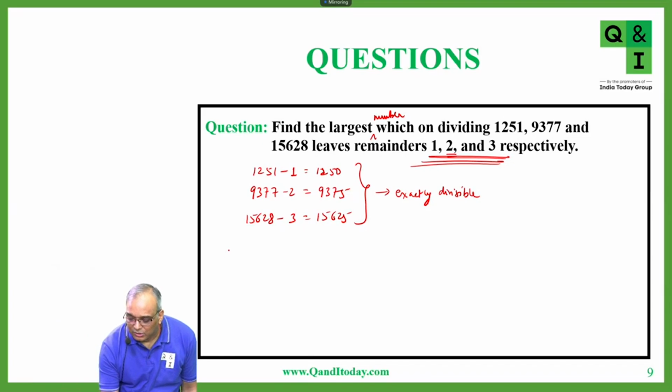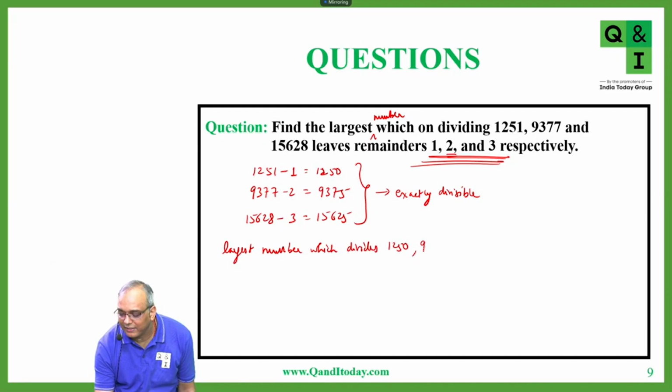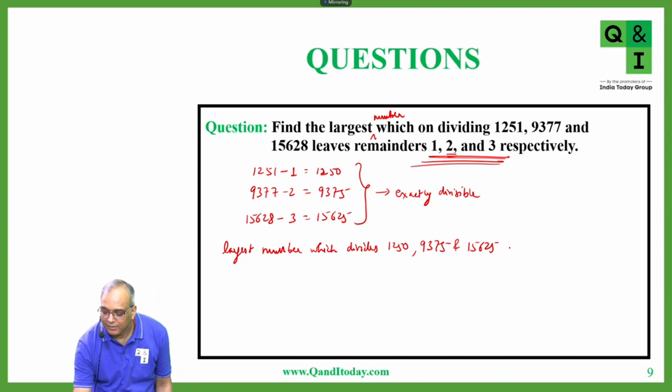Okay. So the largest number which divides 1250, 9375 and 15625 is the HCF of 1250, 9375 and 15625.